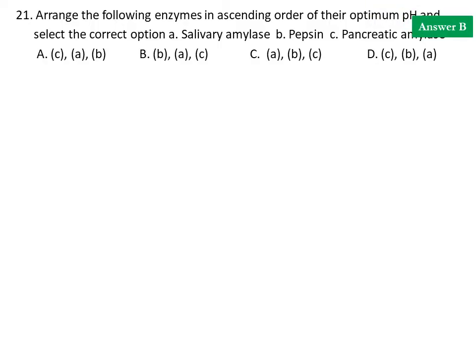The first, the most acidic, with a low pH between 1 to 3, is pepsin. Then A is salivary amylase, which is around pH 6 to 7, and pancreatic amylase is around pH 8. So the answer should be B.